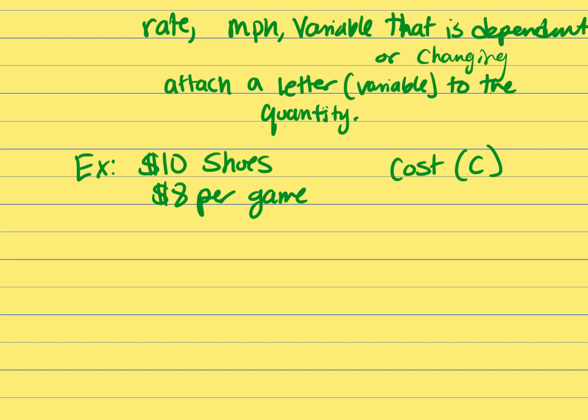Think about it. The cost equals $8 per game. So which one am I going to put a letter on? The 8 or the 10? The 8, because it all depends on how many games I play. So I would do 8, and I can put x, but what's another letter I could use for games? G. 8G. And then what do I have to pay no matter what? The flat rate. The $10 for the shoes. And then I'm done. Now the flat rate always just gets added or subtracted.